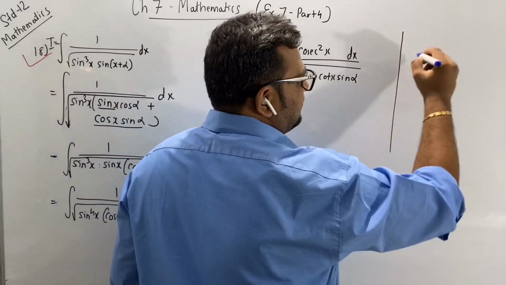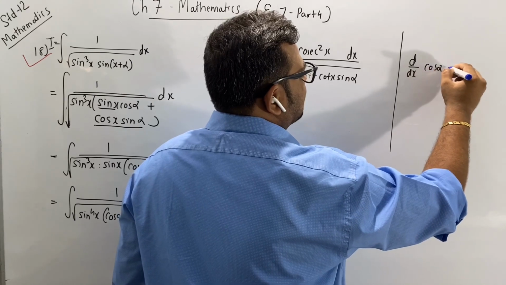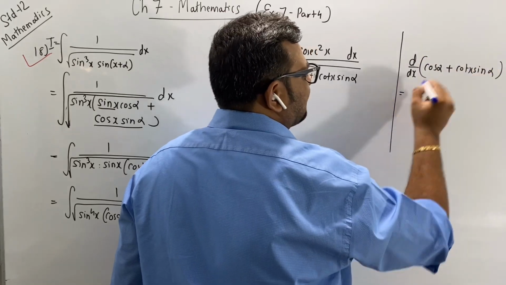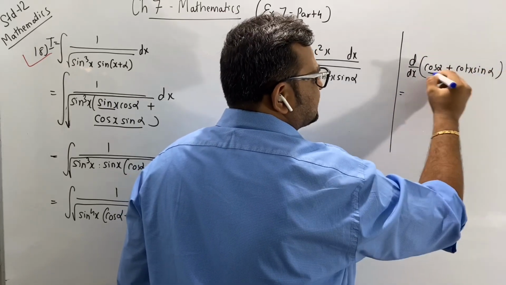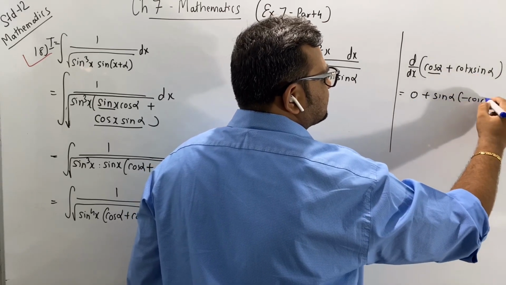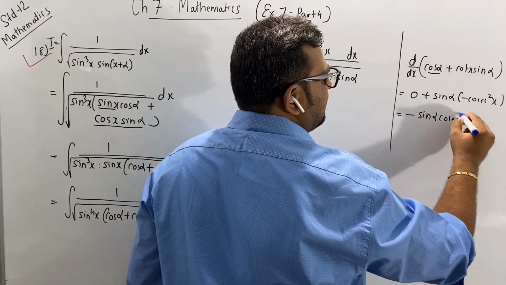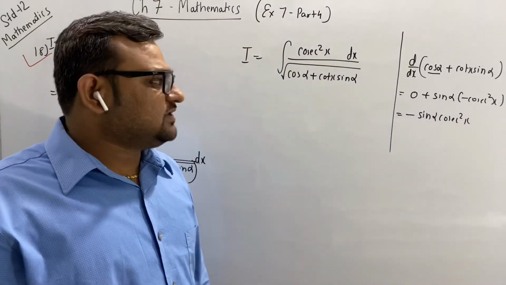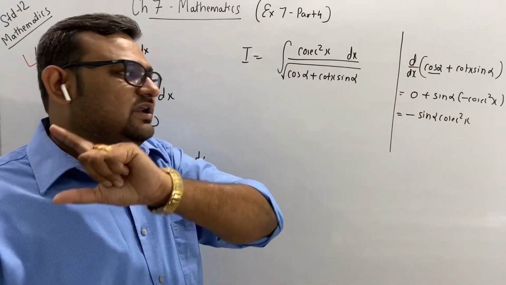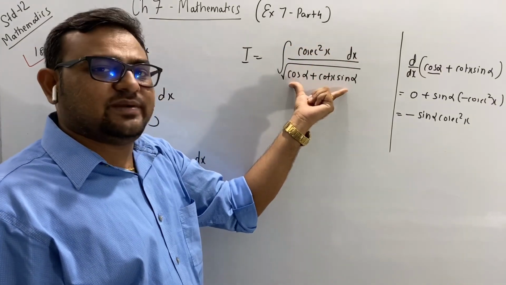So see, I am solving here. d by dx of cos alpha plus cot x sine alpha. So the derivative of cos alpha is 0. Sine alpha is constant, and this gives minus cosec square x. So minus sine alpha cosec square x. Right? So what is remaining? Minus sine alpha. Now see, if I get minus sine alpha in the numerator, this will be f dash x and this will be f x.